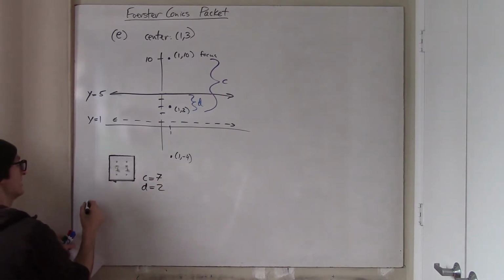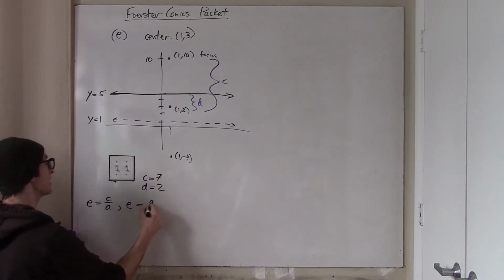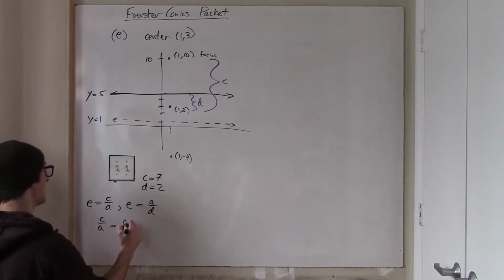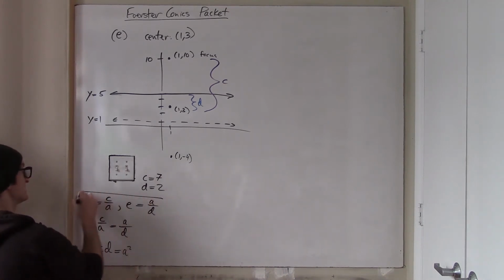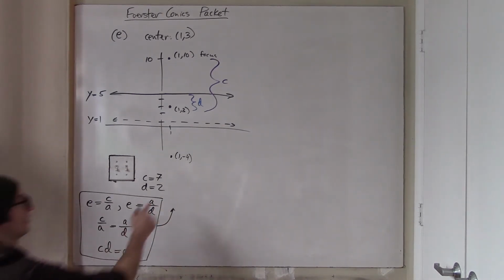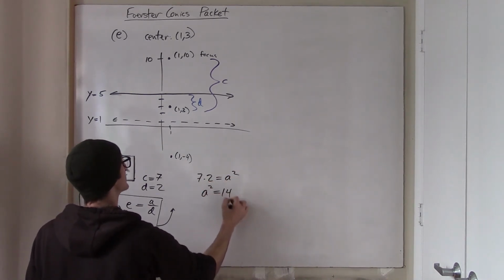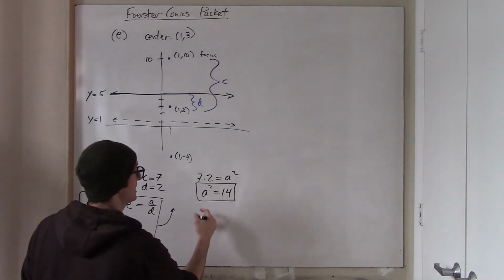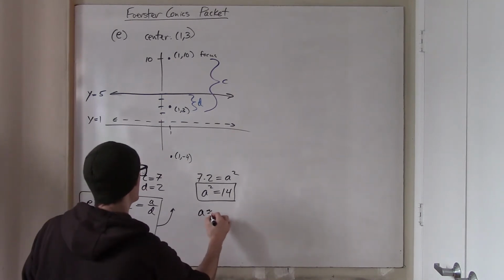And once again, the eccentricity is c over a, but the eccentricity is also a over d, and therefore c over a equals a over d, and therefore cd equals a squared. Since cd equals a squared, that's exactly the information that I need right now, so 7 times 2 equals a squared. So here a squared equals 14. It's kind of a gross number. Root 14 is going to be a little bit less than 4, maybe 3.8 or something.